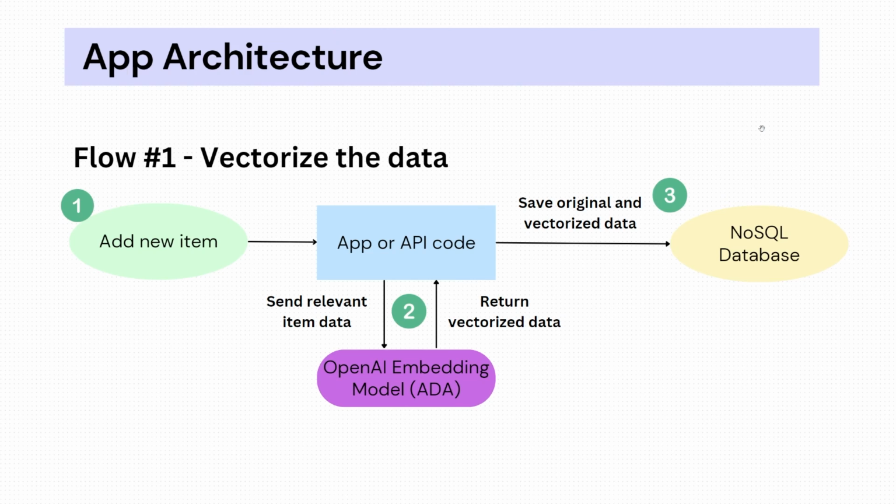One last thing I want to touch on to further help understand these concepts, I've included a couple diagrams with the app that I created. So the first one is just that upload flow where we vectorize the data. So we add a new item and send that item data to our AI model and save that to the NoSQL database with the original data. So just feel free to look through this if you want more of a visual representation of that.